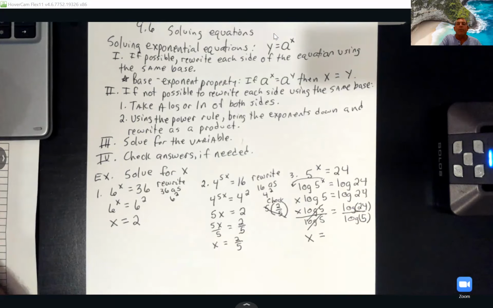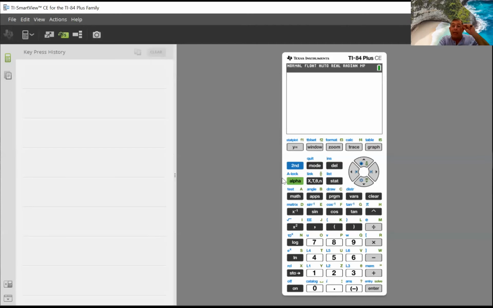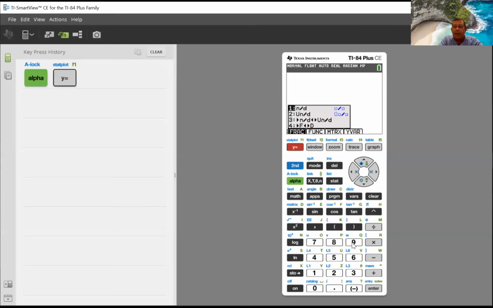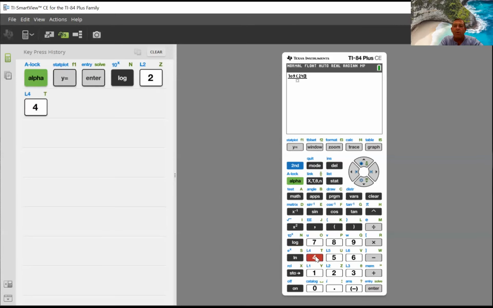So let me go to my calculator. Now, the easiest way to do these is make them look like a fraction. So just hit alpha y equals and enter and get that fraction notation up. On top, I had a log of 24. So I'm going to hit log, put in my 24, and close my parentheses, because remember, it always gives you the opening parentheses on the log.